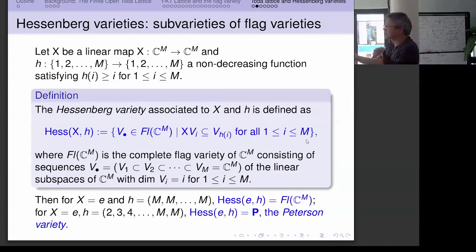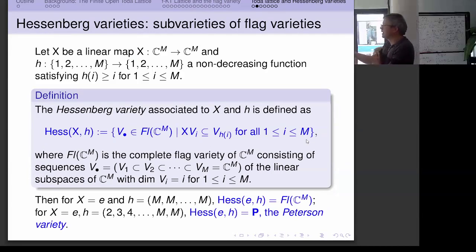And then you can define this Hessenberg variety. It's a subvariety of a flag variety. So when you apply X to the flag, it has to lie in h(i). Okay. So here, if we just take this X to be our principal unipotent matrix, like our E, that's a regular Hessenberg variety.